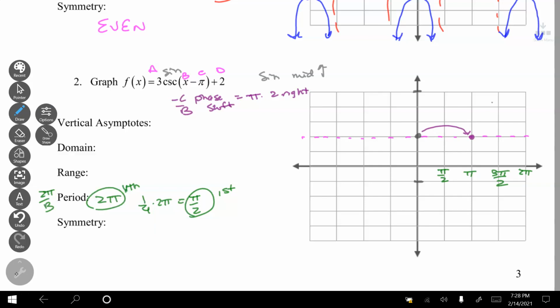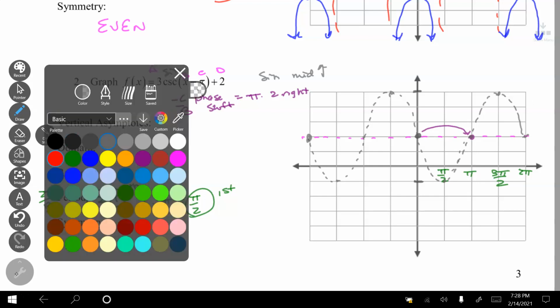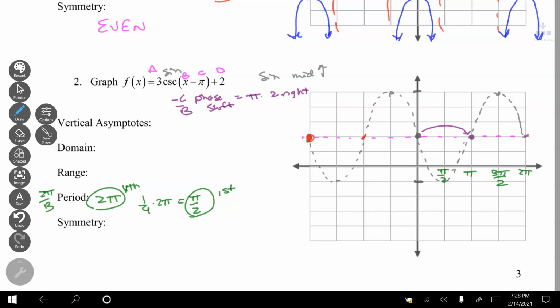So my first dot goes up to the max, middle, goes to the min, middle, max, middle, min, middle. I get this graph. This is the sine graph that I'm going to use to draw my cosecant graph. So all the dots on the midline, 1, 2, 3, 4, these 5 are going to be the VAs I'm drawing in red.